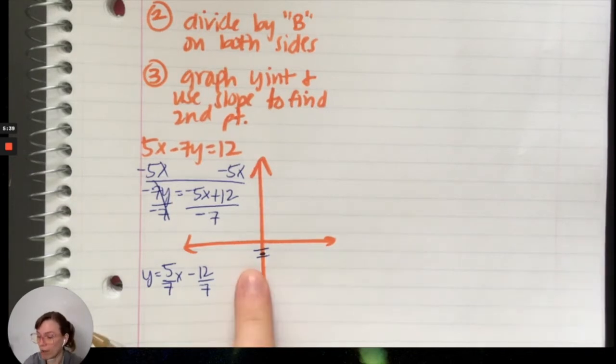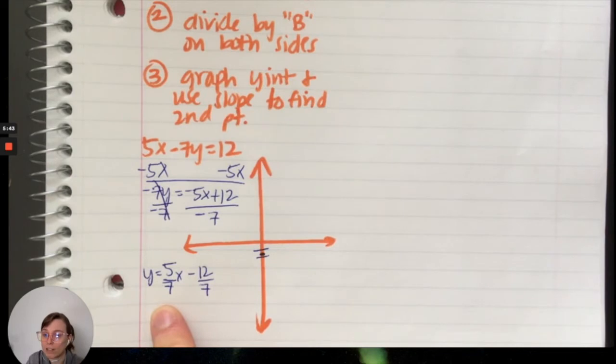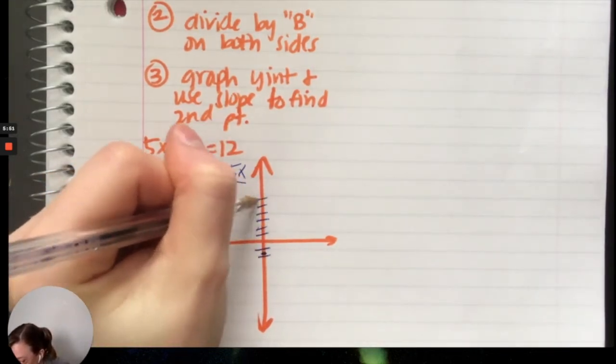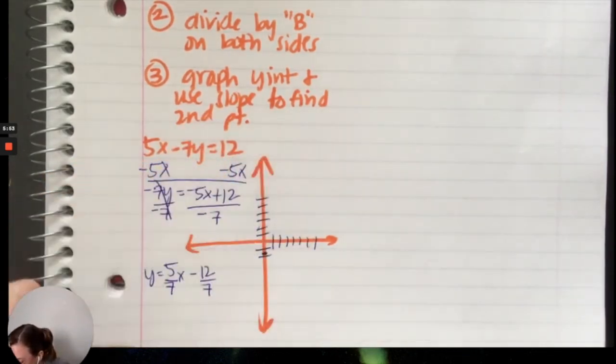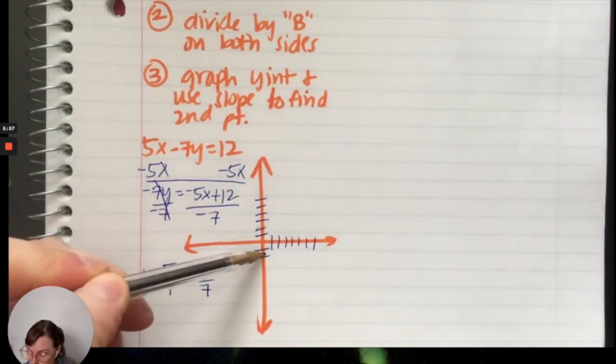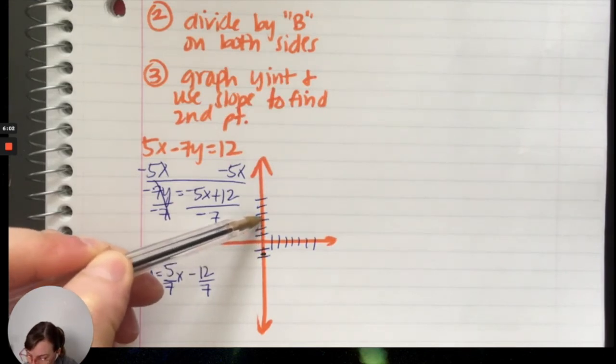So I have my y-intercept. From here, I'm going to use my slope to find my second point. Slope tells me to rise 5 and run to the right 7. So I'm gonna make a bunch of tick marks. I know it's 7 for running. That one's nice. But for the 5, it's gonna get funky because that's 1, 2, 3, 4, 5.